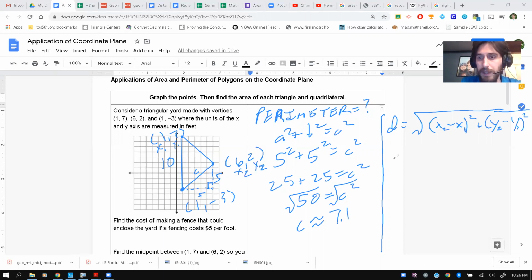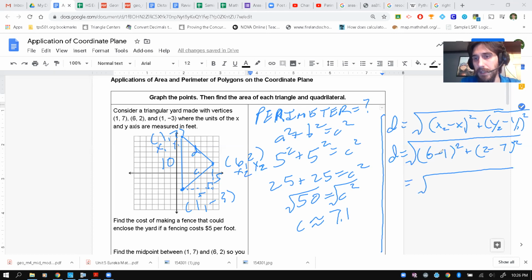So if I plug those in, the distance here is going to be the square root of 6 minus 1 squared plus 2 minus 7 squared, which is 6 minus 1 is 5. 2 minus 7 is negative 5. But both of those, 5 times 5 is 25. And negative 5 times negative 5 is also positive 25. Two negatives make a positive. So that's the square root of 50.